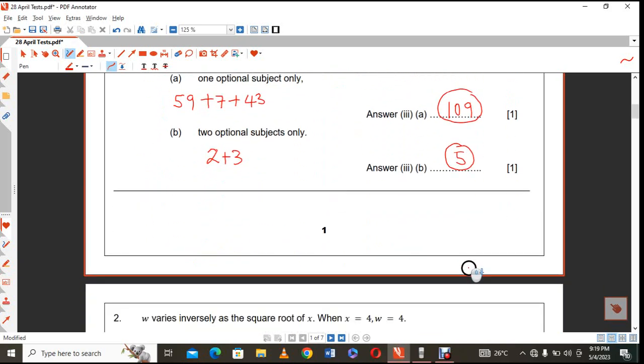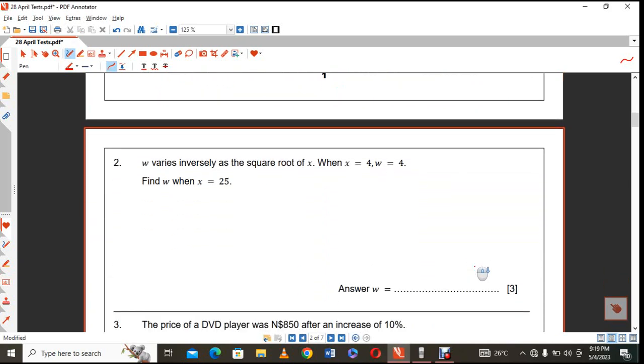All right, so that brings me to the second question. So this question is on proportion. And I hope you still remember how to approach this type of question. So it says w varies inversely as the square root of x. When x is equal to 4, w is also equal to 4. You need to find w when x is equal to 25.